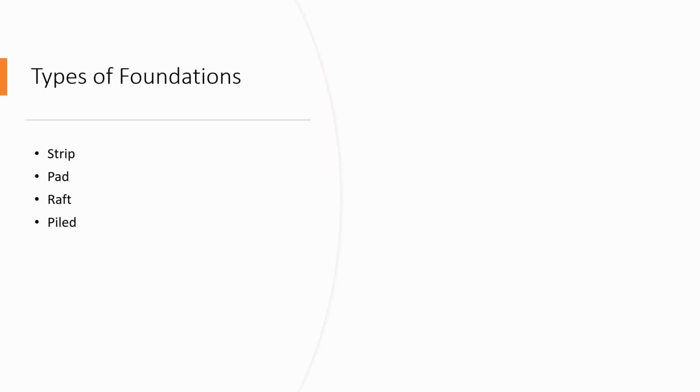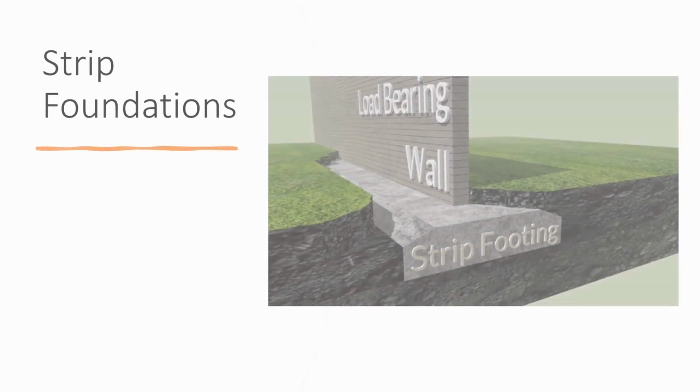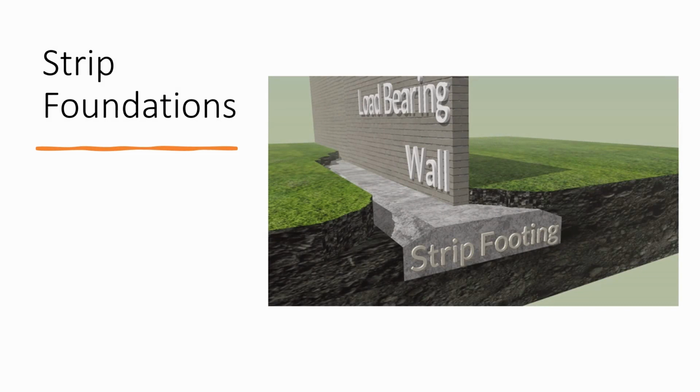There are 4 main types of foundations, which are the strip, pad, raft and pile foundations. Strip foundations. A strip foundation is a type of shallow foundation often used within low to medium rise residential buildings. It's suitable only where the ground conditions are stable and with good load bearing capacity. Strip foundations are fast and cost effective to build. This is the most common foundation used in the UK.